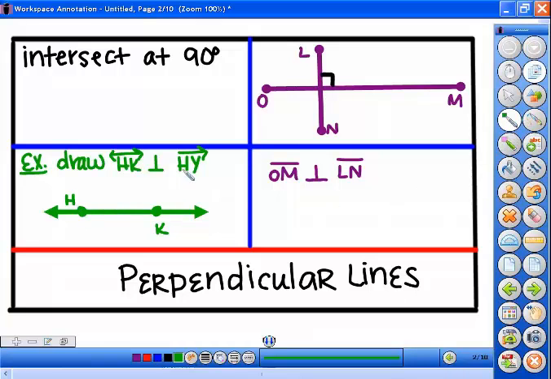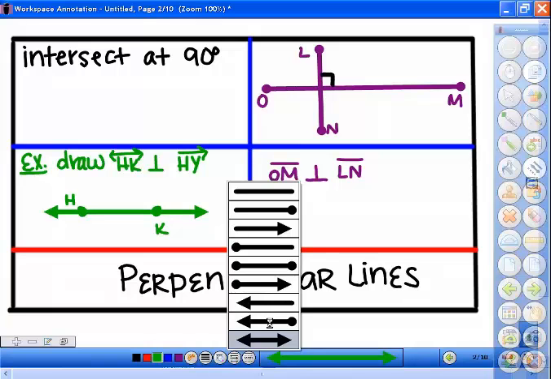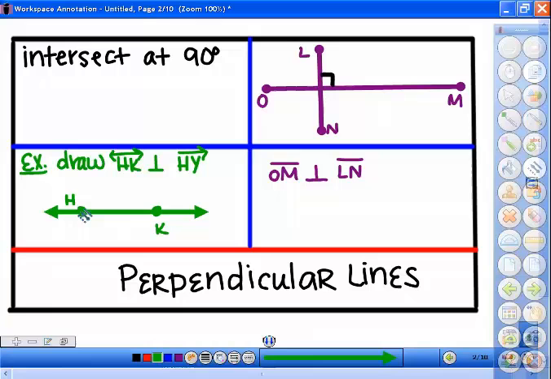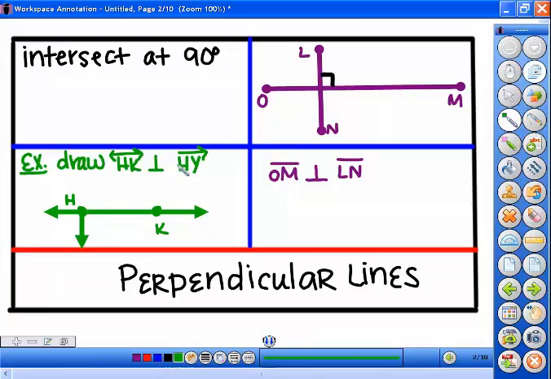Now if I have a ray HY, the first letter is H, and the first letter in the name of a ray is the endpoint. So I have an endpoint coming off this point H. I'm sorry, a ray coming off point H. And it has to make a 90-degree angle, but I could go straight up or straight down. It doesn't matter, it doesn't specify. So I'm just going to come down.